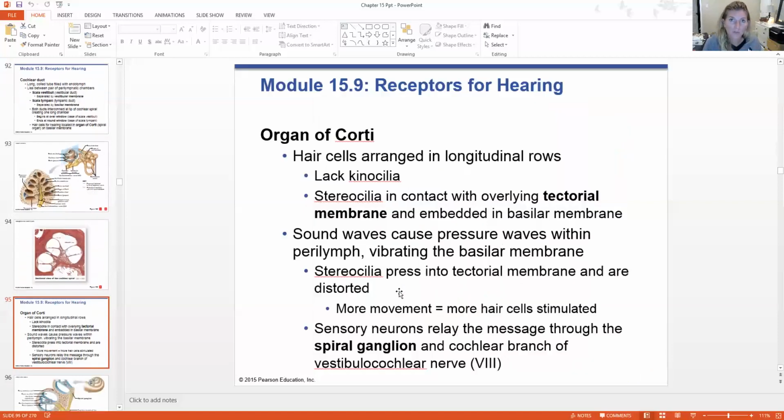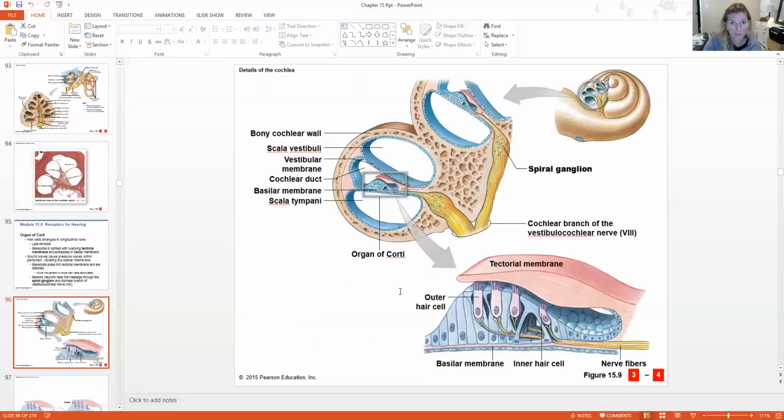So let's talk about that organ of Corti a little more specifically. The hair cells are arranged in longitudinal rows. They lack kinocilia. The stereocilia are in contact with the tectorial membrane that's embedded in the basilar membrane. Sound waves are going to cause pressure within the perilymph, and that's going to vibrate the basilar membrane. The stereocilia will then press into the tectorial membrane and be distorted. The more movement, the more hair cells are stimulated. The sensory neurons will relay that information through the spiral ganglion into the cochlear branch of the vestibular cochlear nerve.